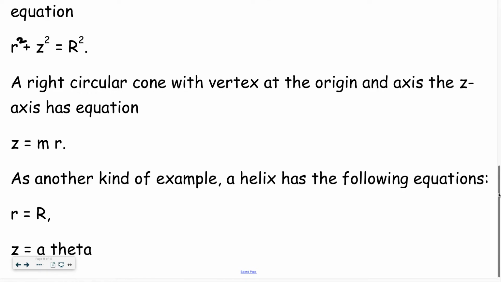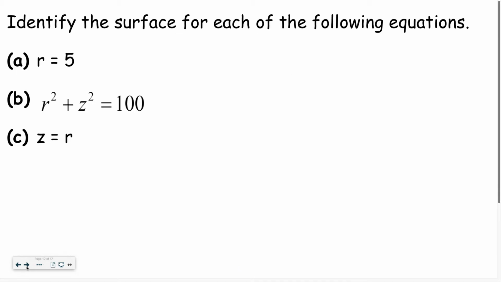A helix has the following equations: r equals r and z equals a number a times theta. Just a theta. So examples: r equals 5 is a cylinder.